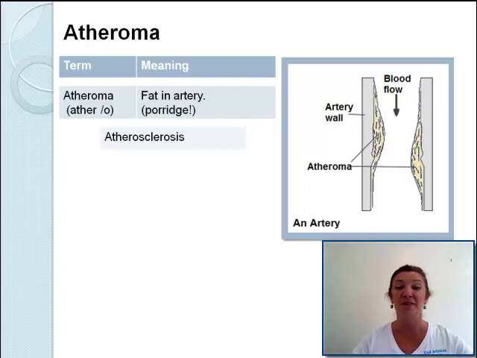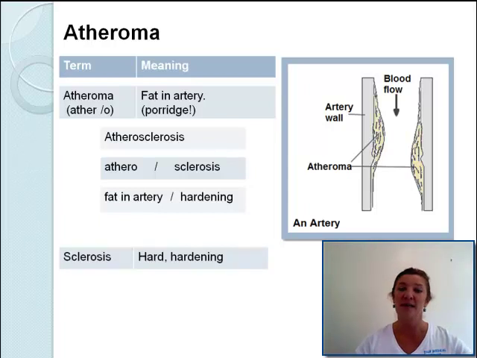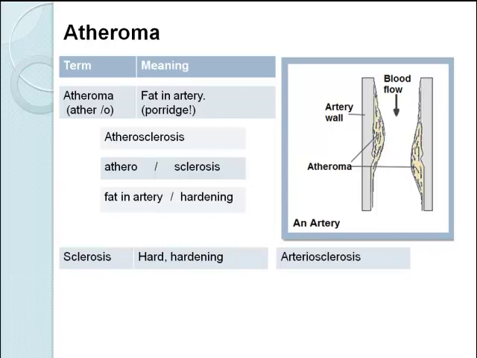Let's look at a word. Atherosclerosis. So that would be athero break sclerosis. Sclerosis means hardening, so it's hardening of the fat in the artery. So let's pop that term down. Sclerosis means hard or hardening. Another term would be arteriosclerosis. So we know that sclerosis is hardening, so this would be hardening of the arteries.